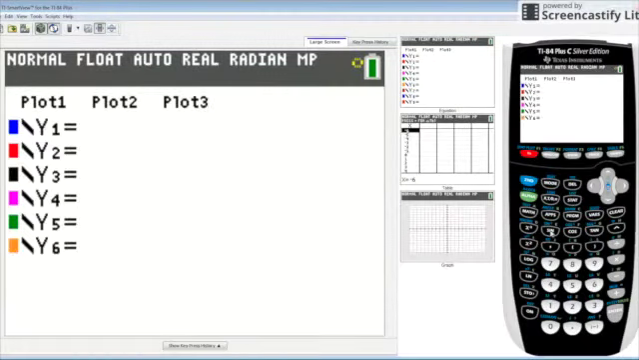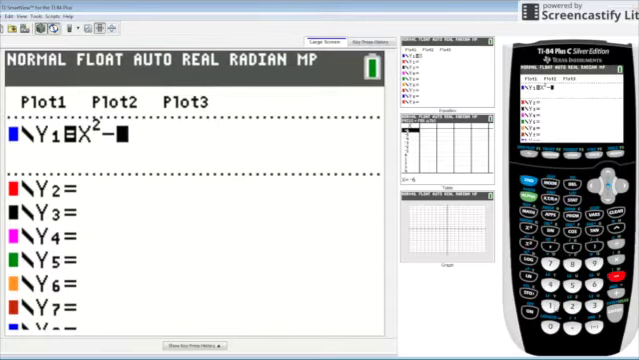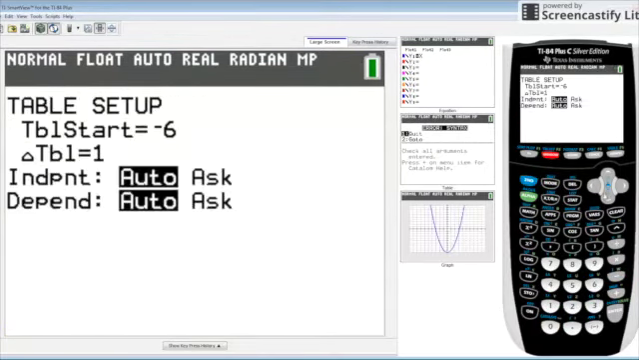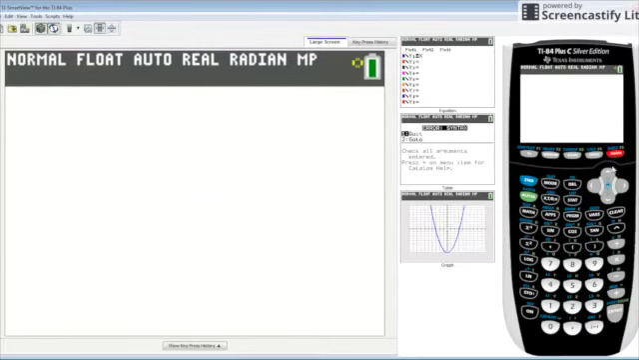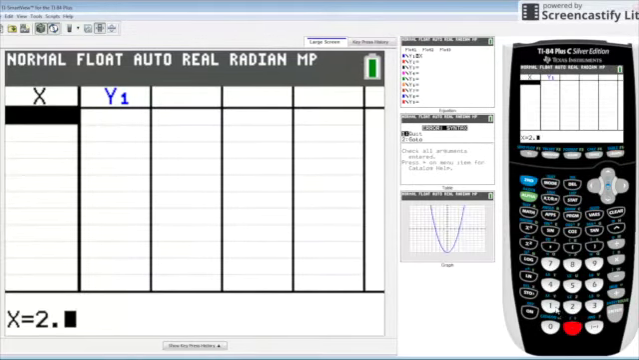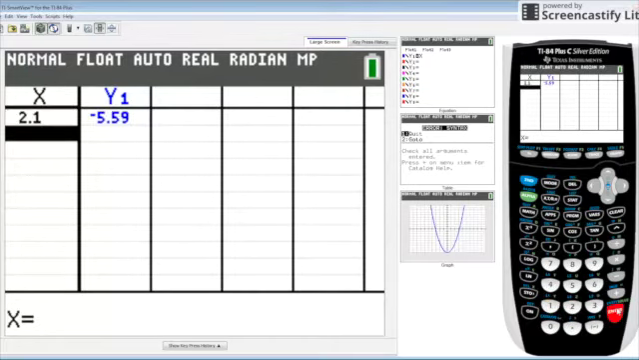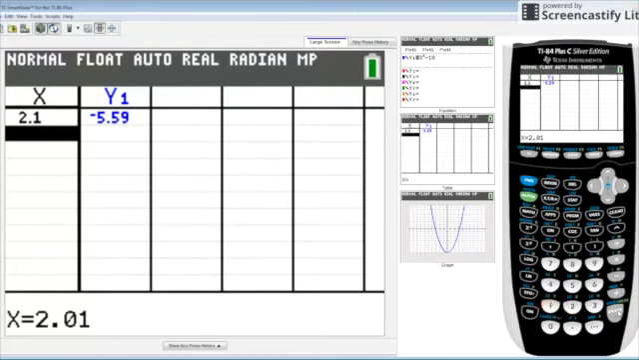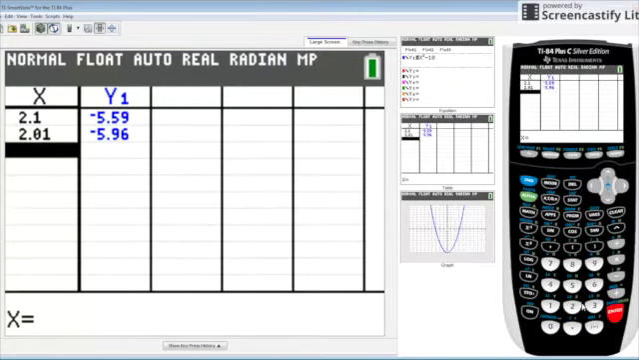So we're going to plug x squared minus 10 into our calculator, and then you can go to second window and set ask for the independent variable, and then go to second graph. Then you plug in 2.1 first, and you'll get negative 5.59. When you plug in 2.01, you get negative 5.96. And when you plug in 2.001, you get negative 5.996.